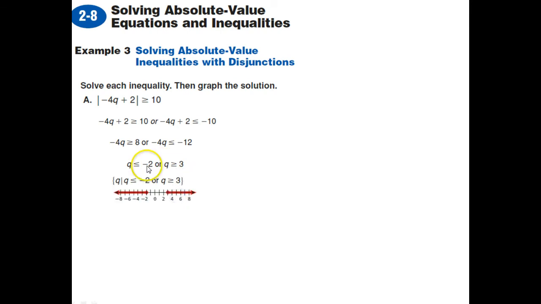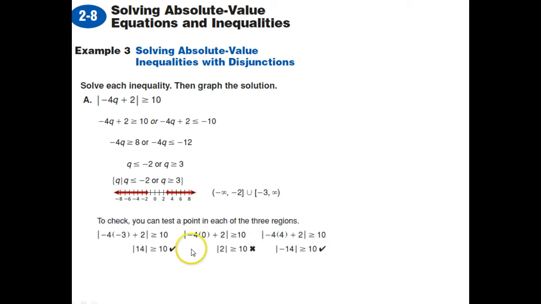Graphing this on a number line, we have the solution less than or equal to negative 2, where the arrow goes this way, and we have a solution this way, greater than or equal to 3. We can write it out in interval notation the same way we did at the beginning of this section. We can also now plug in some test values. You could plug in any number in this range. They're part of your solution, so they should work.